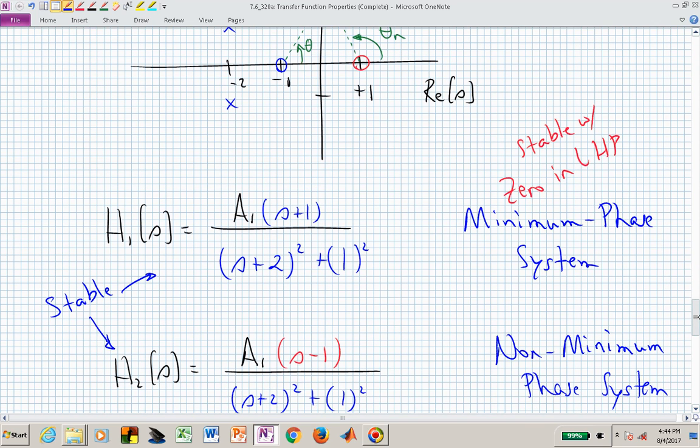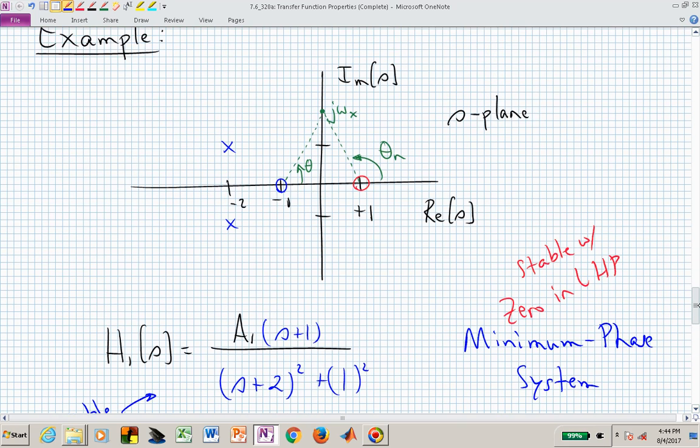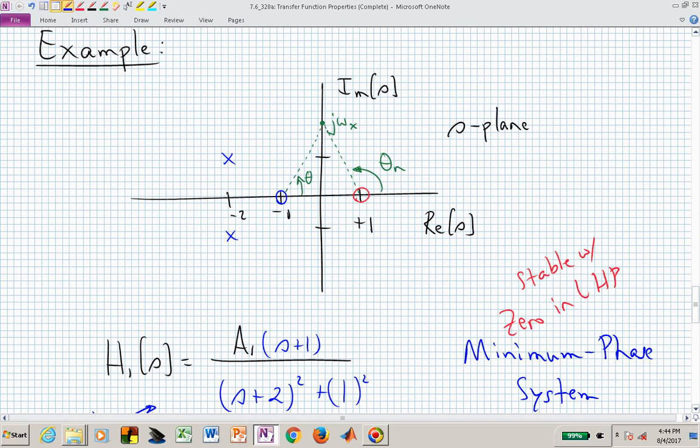And where does this minimum and non-minimum phase come into play? We are going to learn that the phase associated with the zero at minus 1 is determined by this angle theta. The phase of this factor s plus 1 is theta, the angle that has a tangent of omega x, the imaginary part, divided by the real part, which is 1. So theta is the inverse tangent of omega x over 1.